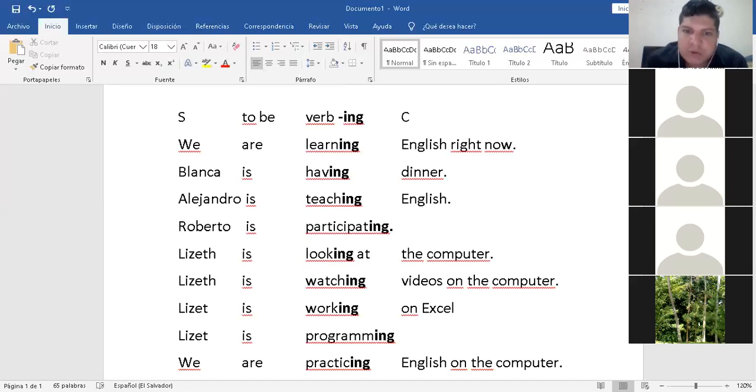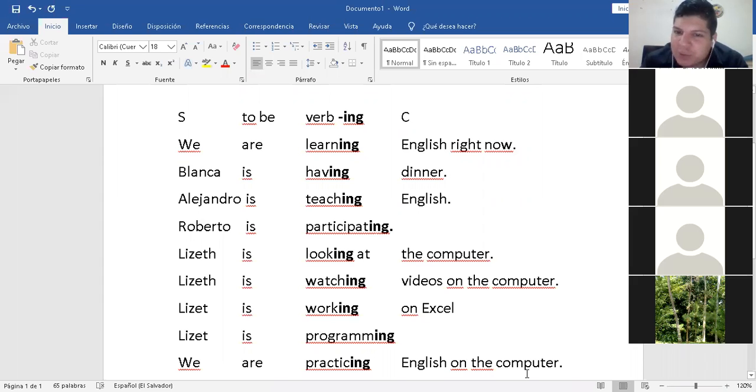Acá es muy importante que prestemos atención a lo siguiente. Nosotros decimos, we are practicing on the computer English. Estamos practicando en la computadora inglés. All right? La mayoría de gente se enchivola con el orden de las oraciones. Entonces vamos a hacer esto. We, aquí seguimos siempre la estructura. We, ¿qué estamos haciendo? What are we doing? Practicing. We are practicing.